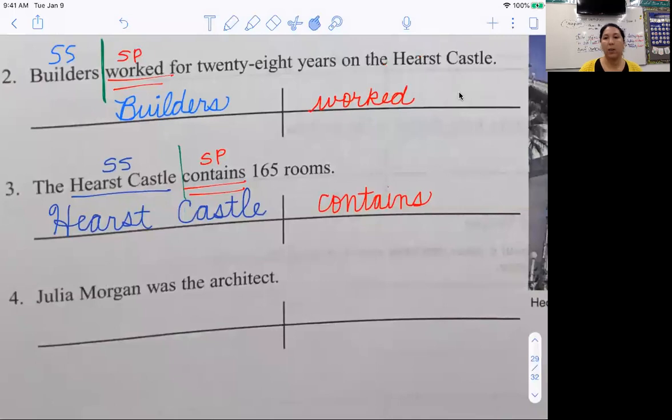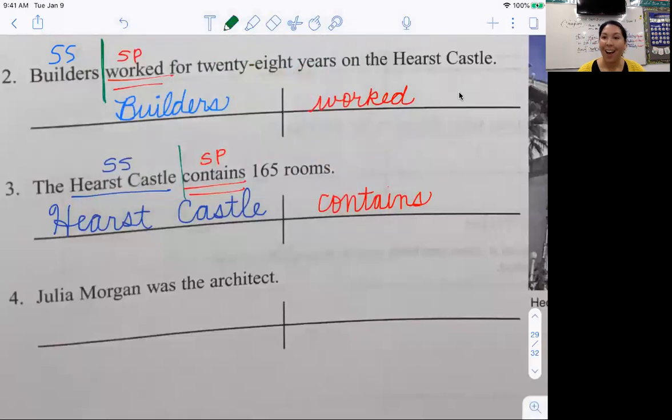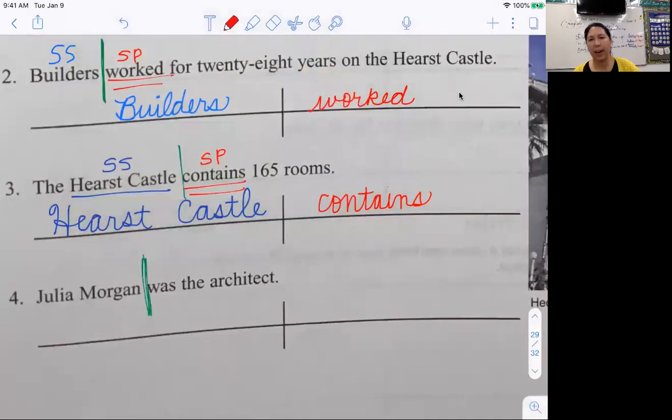Julia Morgan was the architect. Do you see is, are, was, were, have, has, had, am, will? Was. So my haya has to go in front of was. Look at the word after was. Was the. Is the an action? No. So just was is going to be my simple predicate.